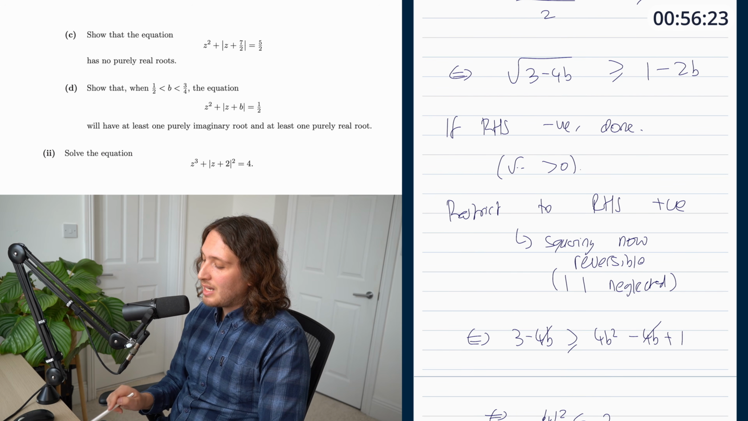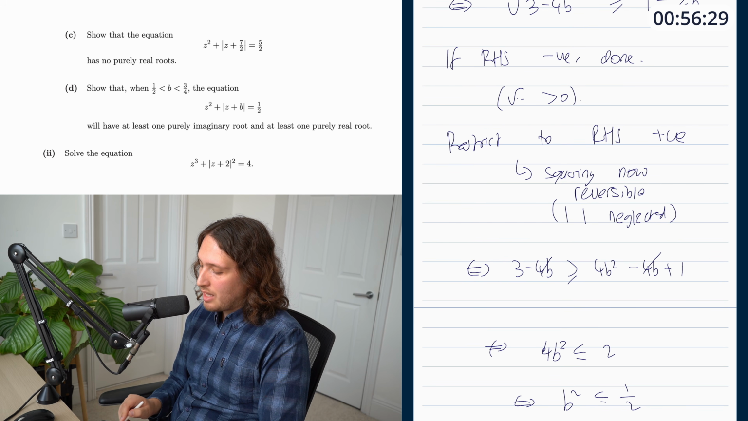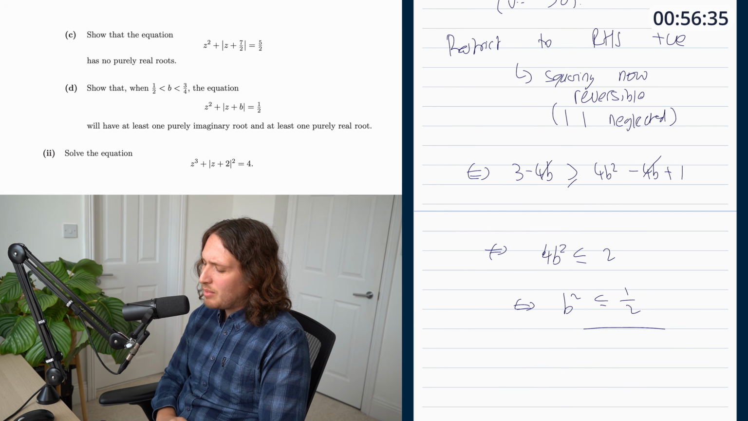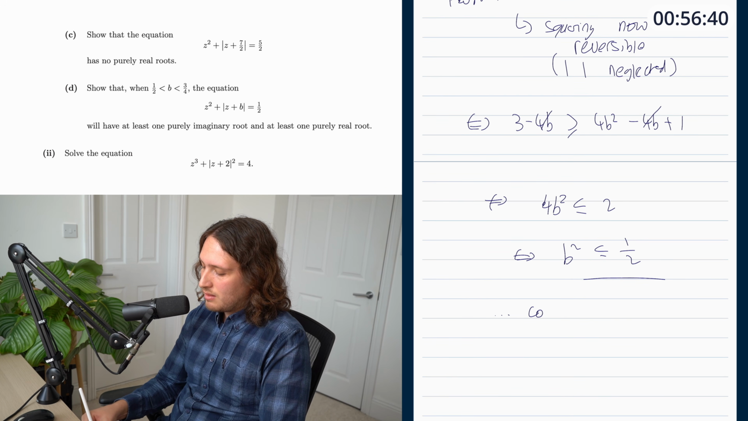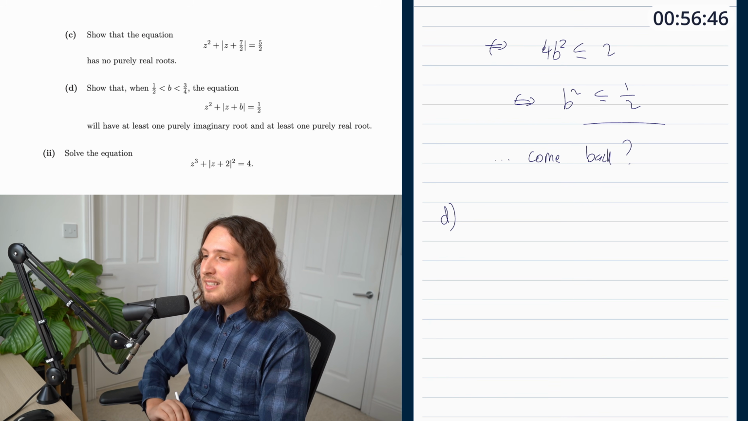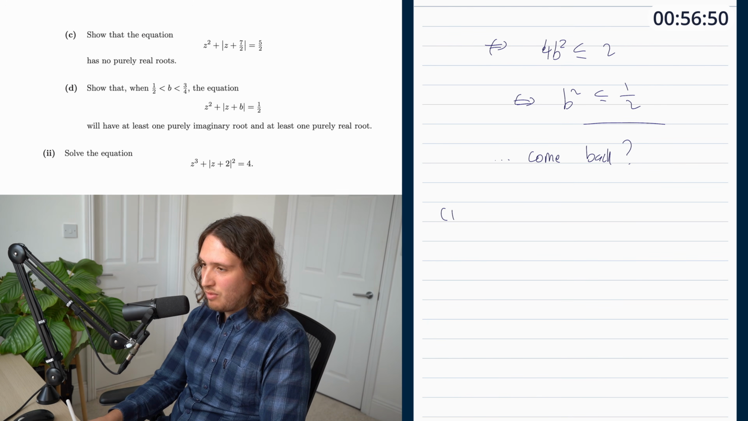If I restrict to the case that the right-hand side is positive, that's the only time I am in any danger. Squaring is reversible, so I get 3 minus 4b at least 4b squared minus 4b plus 1. And it looks like it's given me the same thing again. So we'll come back to that. That should only be a few marks anyway. And let's move on to part 2. Sorry, that's what we were just looking at, part 2 rather.